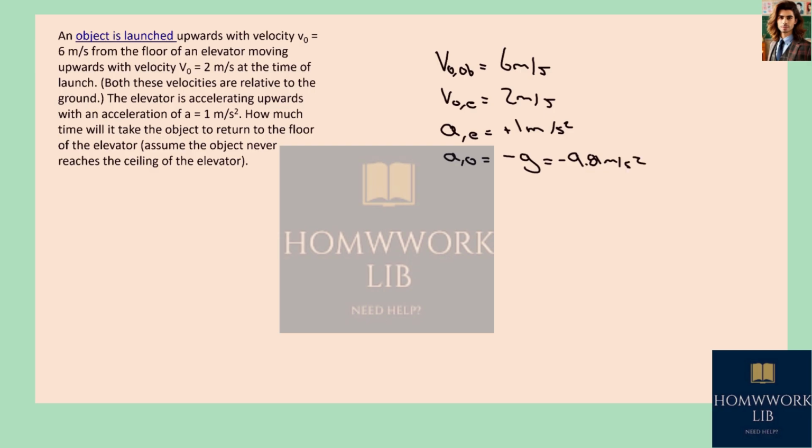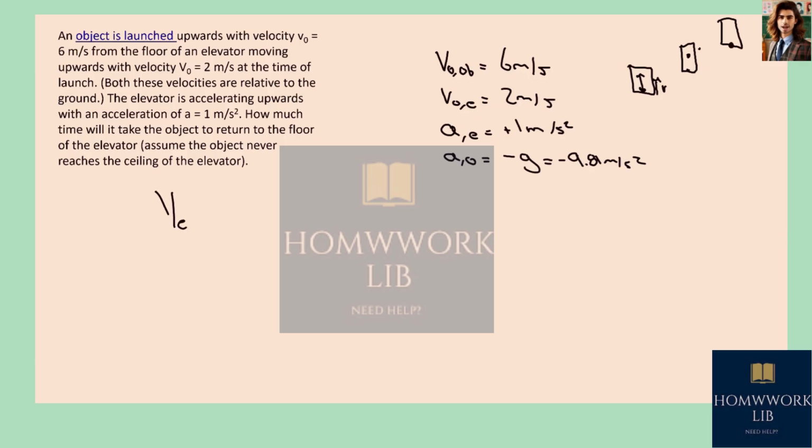This situation is going to look like this. We're going to begin the object going upwards with a certain velocity, the elevator with a smaller velocity, and after a while, the object is going to stay up for a bit, and finally, the object is going to come back down to the floor of the elevator. So in order to find what is going to be this value, what we're going to use are the equations of motion for each of the objects.